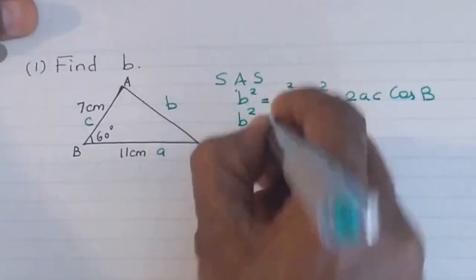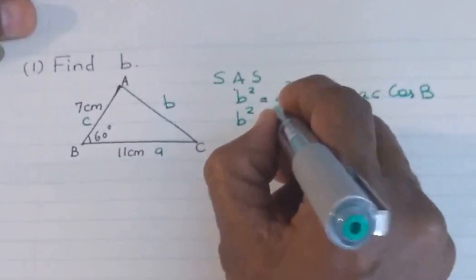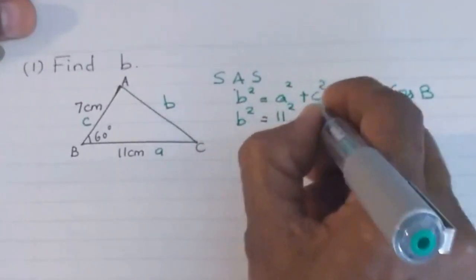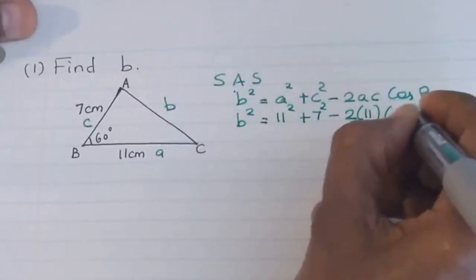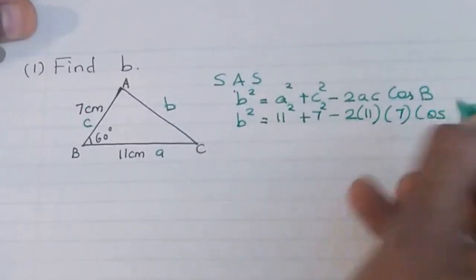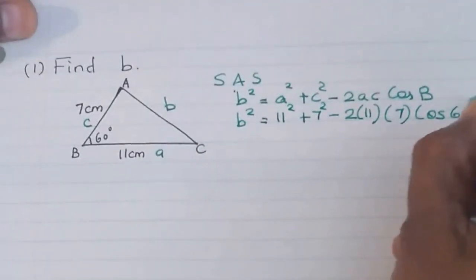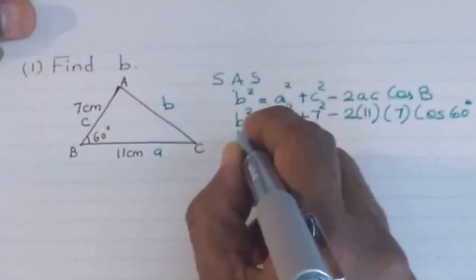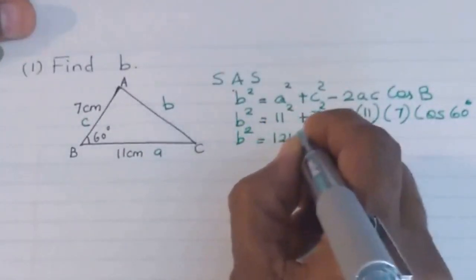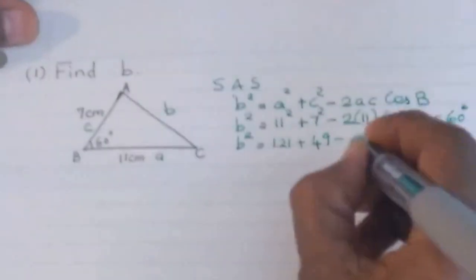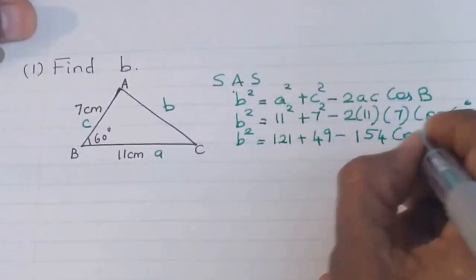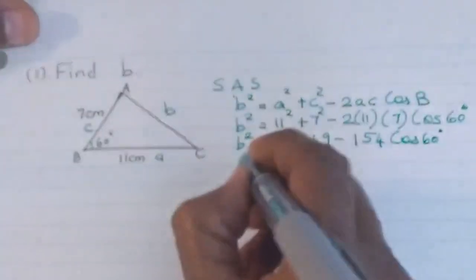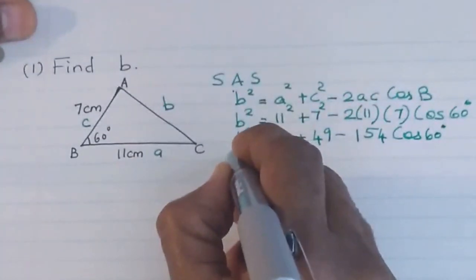So let's keep B squared. A squared is going to be equal to 11 squared. C is 7 squared. And 11 times 7 cos B, we already know that it's 60. So let's solve this. So that's going to be 121. That's going to be 49. And this is going to be 154 cos 60. So we know cos 60 is half.